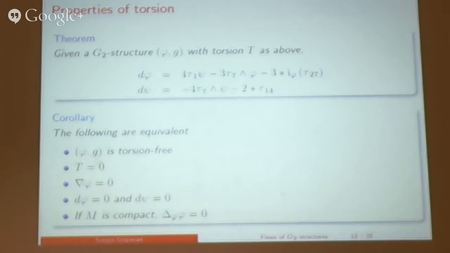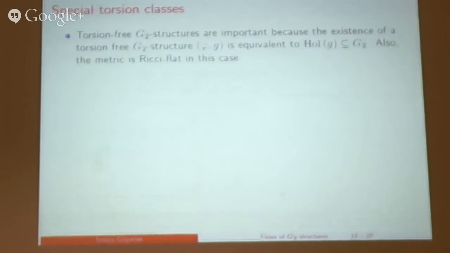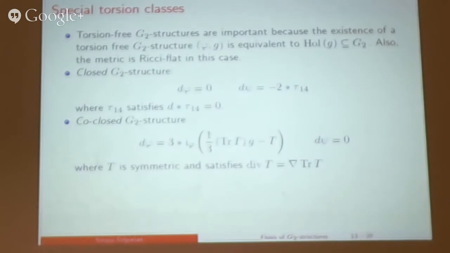All right, so if d psi is 0, then tau 7 and tau 14 are 0, and these are precisely the non-symmetric components of our torsion. So in this case, the torsion tensor is actually symmetric. So we can write it down in this way, where i phi is just the map which takes symmetric tensors to 3-forms. Also the torsion tensor T satisfies a condition that the divergence is equal to the gradient of its trace. This just comes from d squared of phi equal to 0.